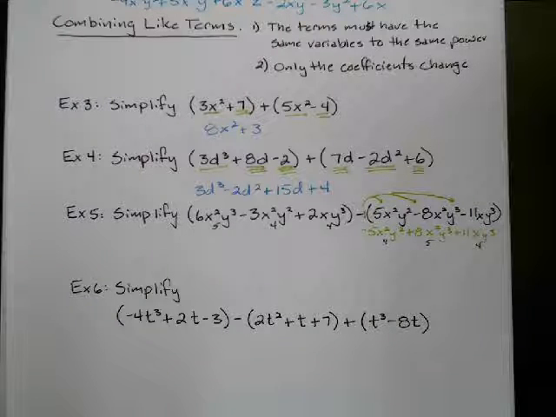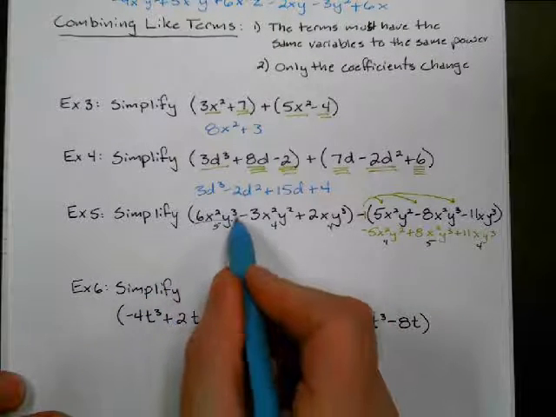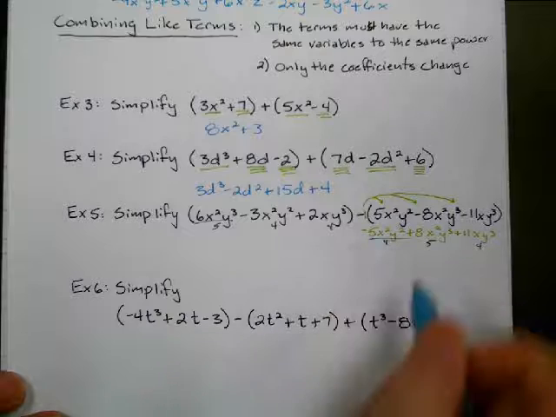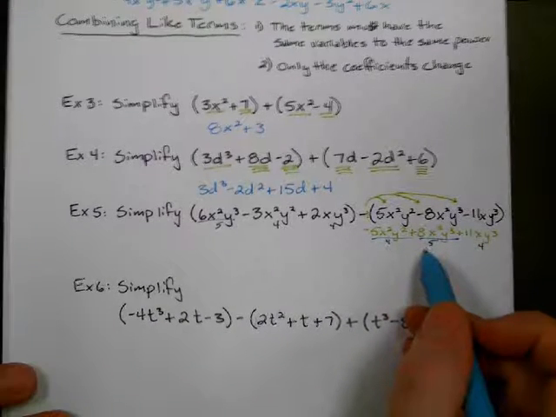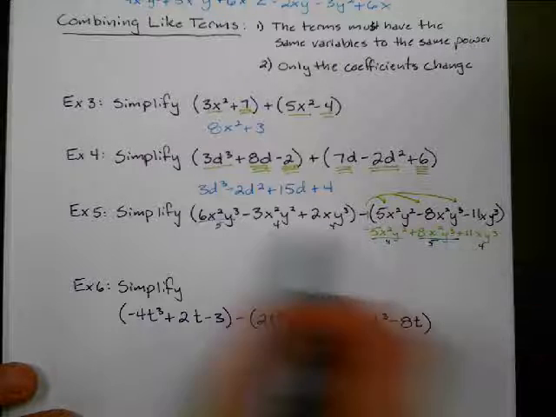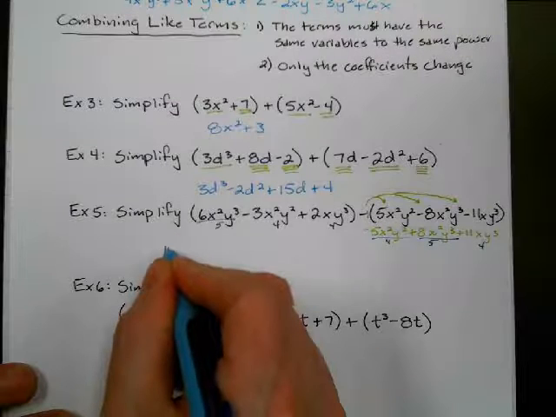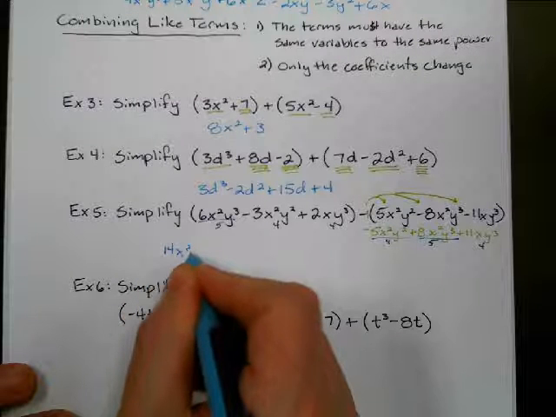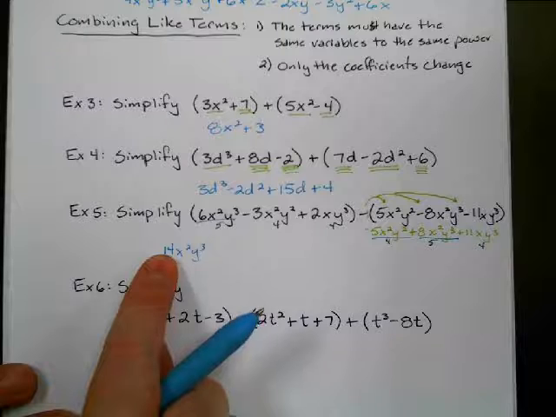So I've got 6x squared y to the third, and I've got negative 8x squared y to the third. So if I've got 6 of them here and 8 of them here, that's a total of 14x to the second y to the third. So those coefficients are the only thing that's changing. The variables are not.